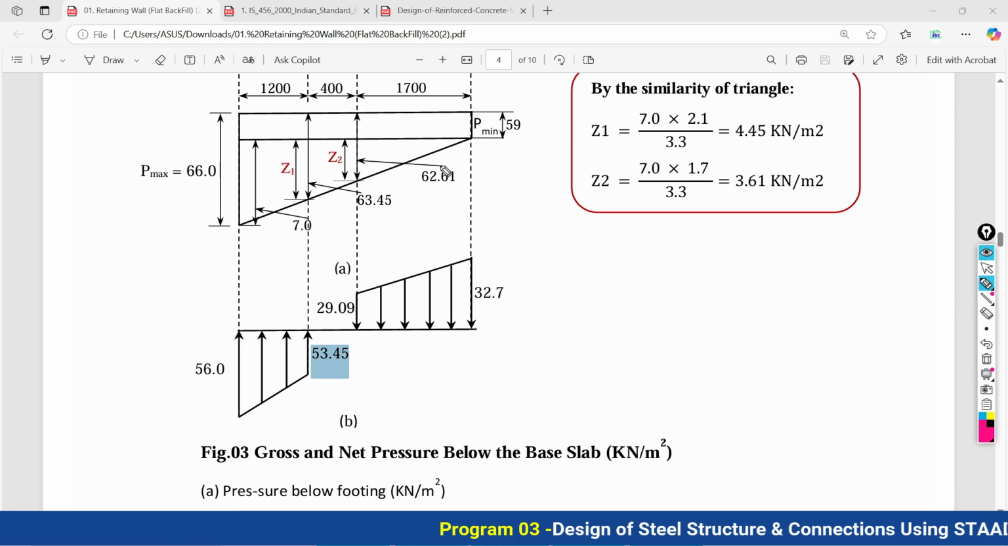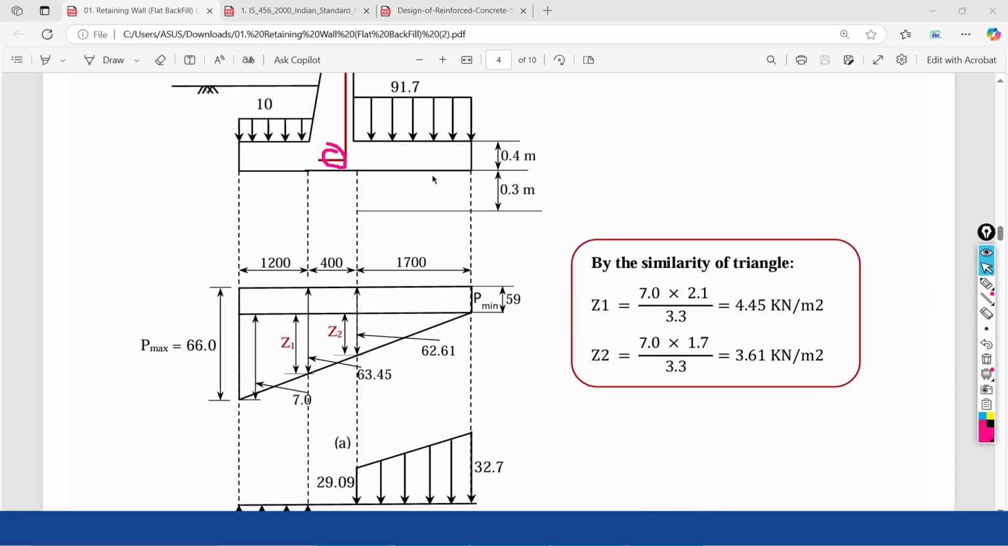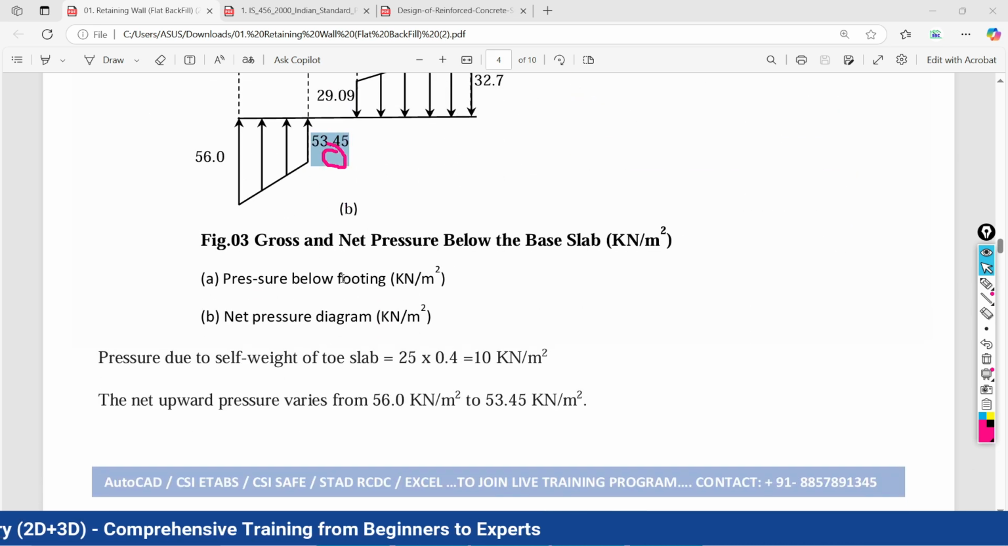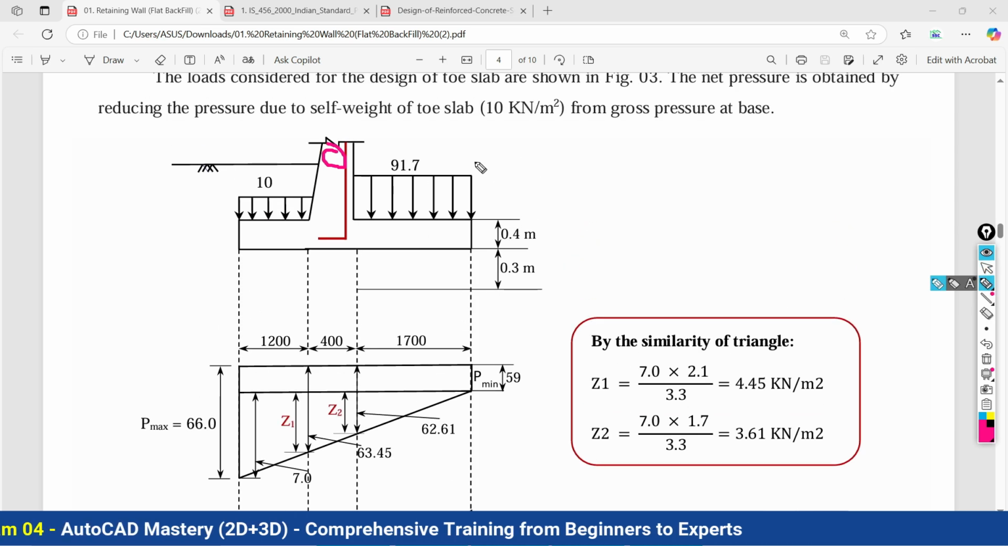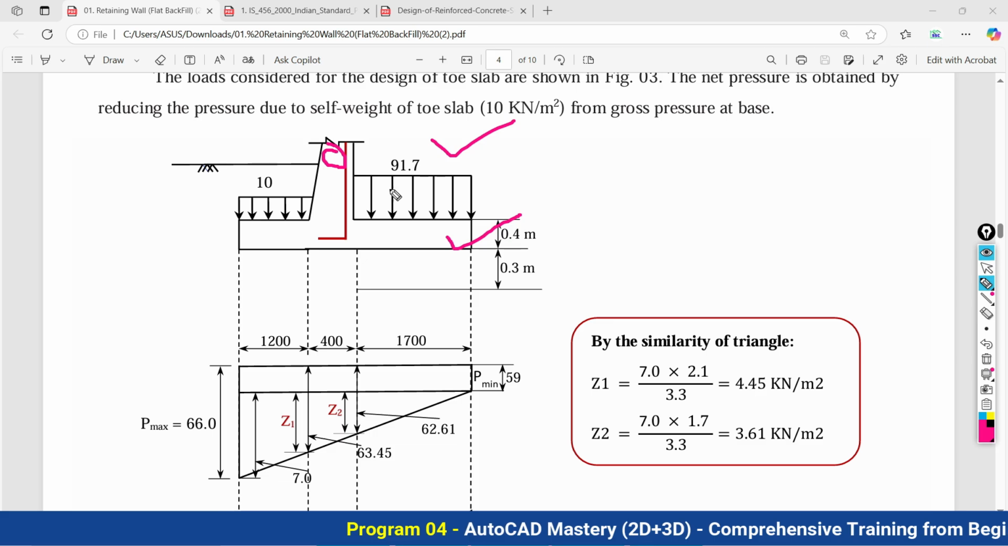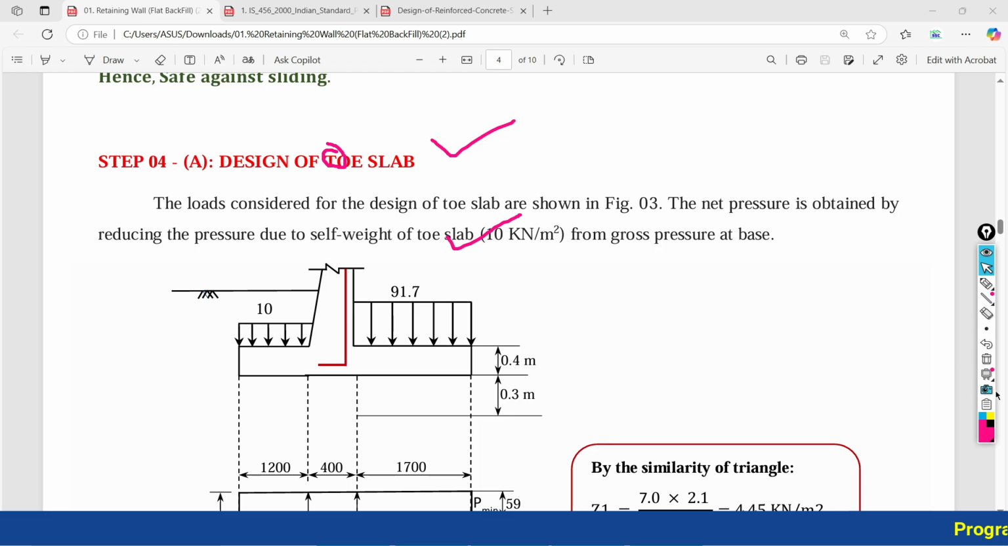How to do this? It's very simple. You have to calculate the Z2 in the same way by the similarity of the triangle, and thereafter you have to subtract it from the downward pressure. Downward pressure for the portion of the hill, how can you calculate this? It is nothing but the weight of the soil, then self weight of the toe. How to do this calculation overall, we will discuss when we design the hill slab. As of now, our concern is to design the toe slab.